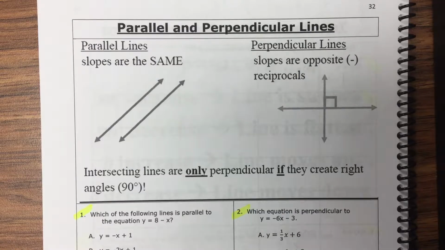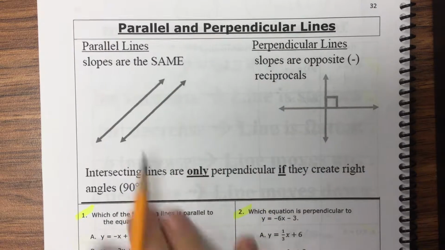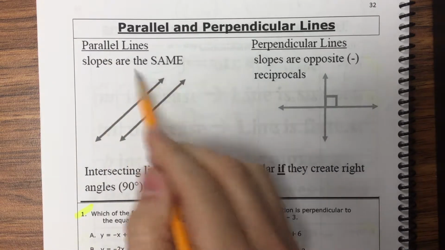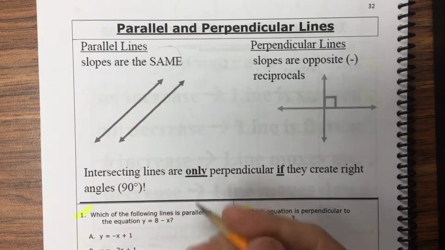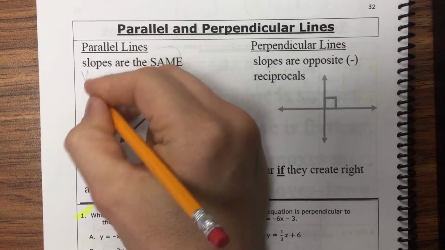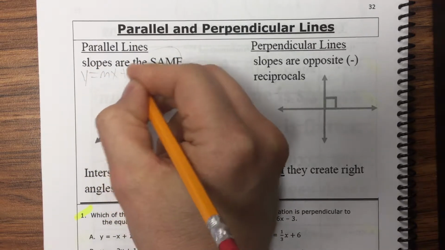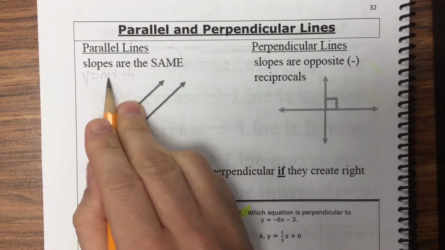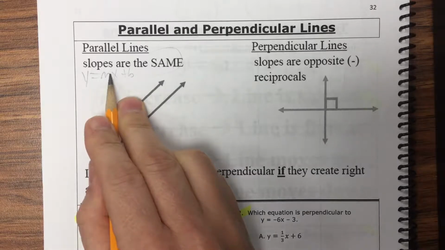Okay, STAAR review. We're on page 32. Parallel and perpendicular lines. Quick review. Parallel lines have the same slope. In other words, in our y equals mx plus b equation, that number's the same. If that number's the same, they're the same slope, okay?